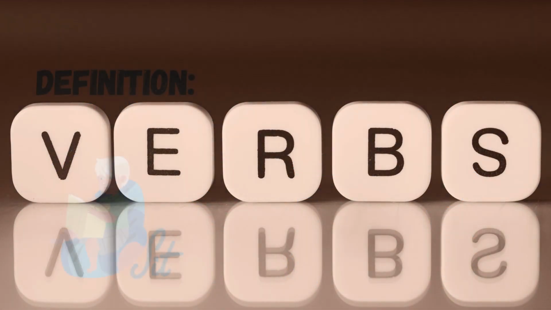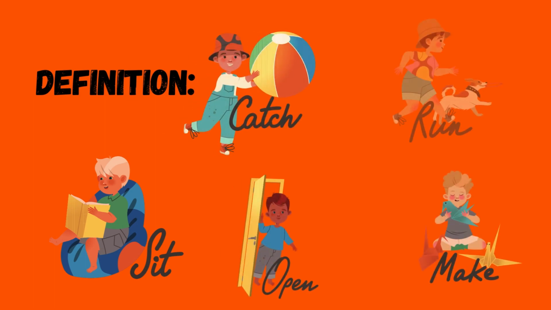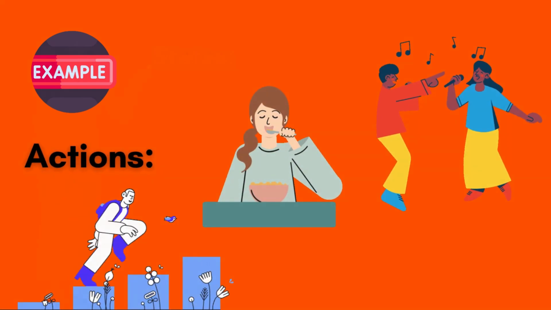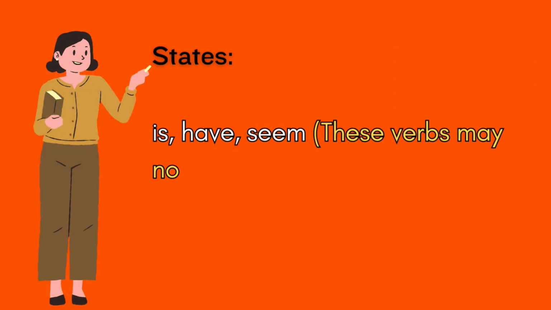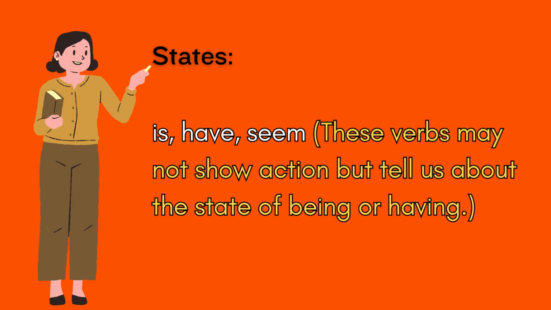Verbs. Definition: verbs are action words. They tell us what the subject of a sentence is doing. Examples. Actions: run, eat, sing. States: is, have, seem. These verbs may not show action but tell us about the state of being or having.